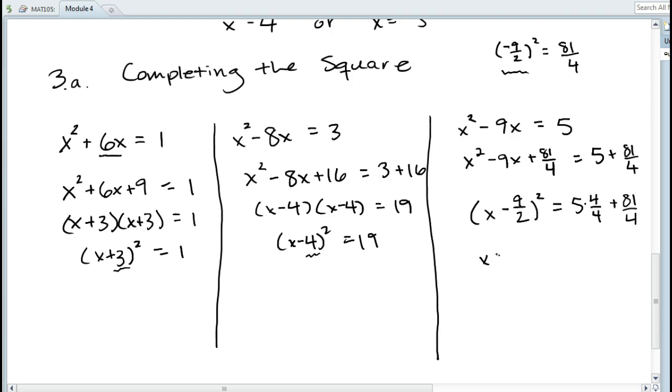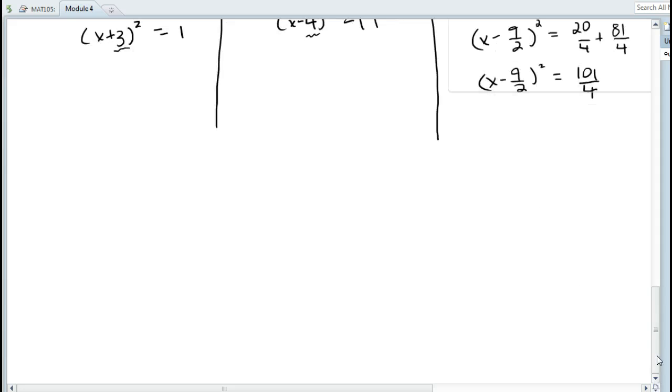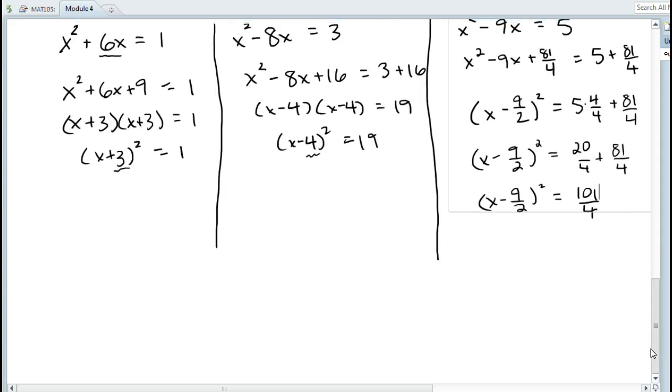So we have x minus 9 over 2 squared. This will equal 20 over 4 plus 81 over 4. So we get x minus 9 over 2 squared, and that will equal 101 over 4. So let's quickly just solve these for practice with the square root principle. So we'll go through the last line and solve to remember how that works.